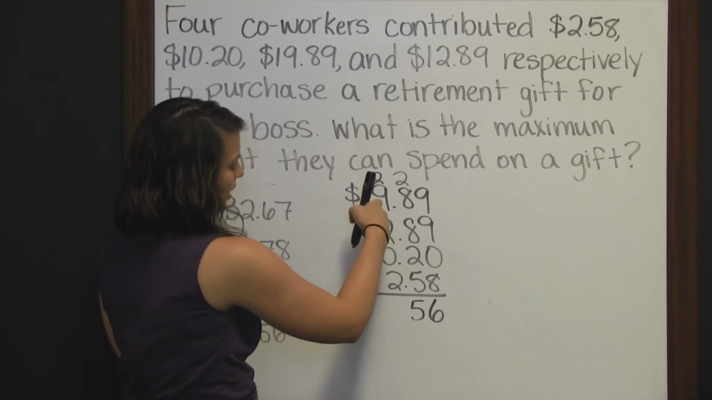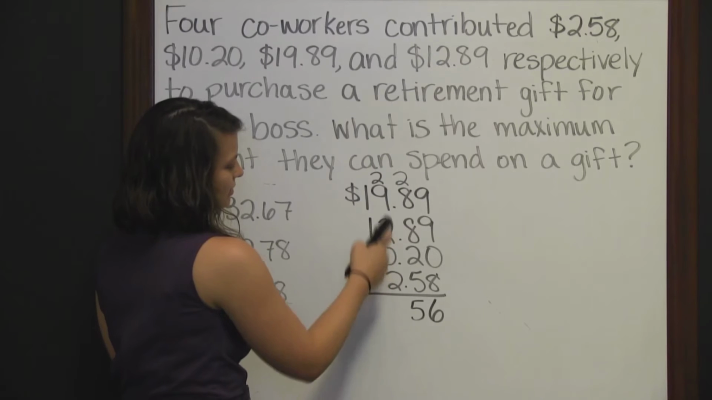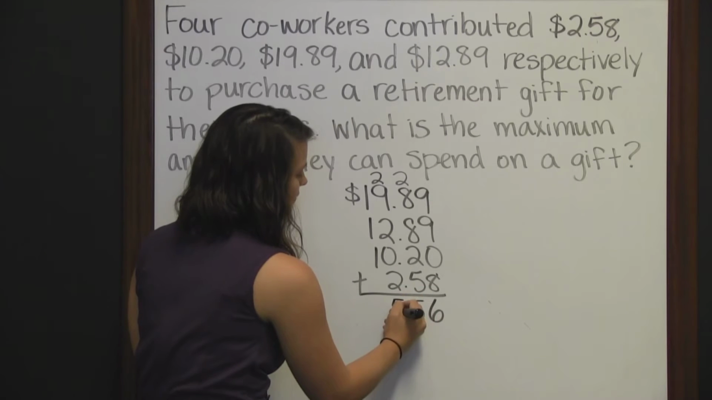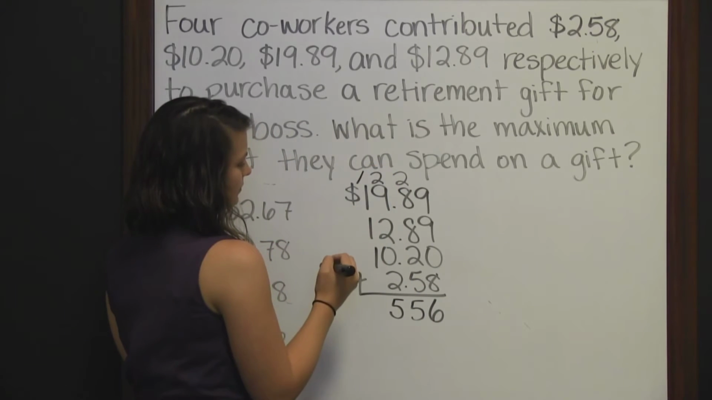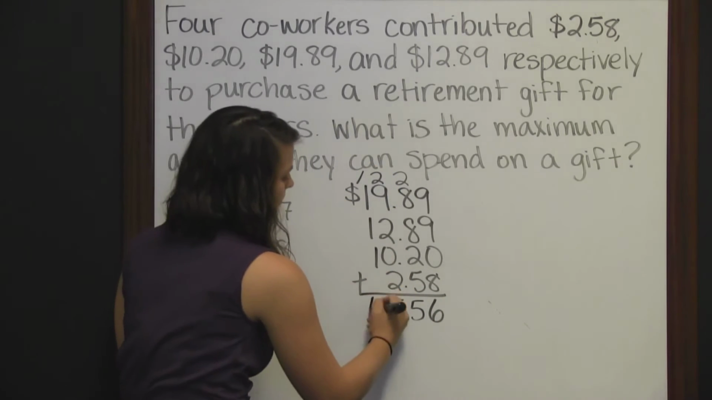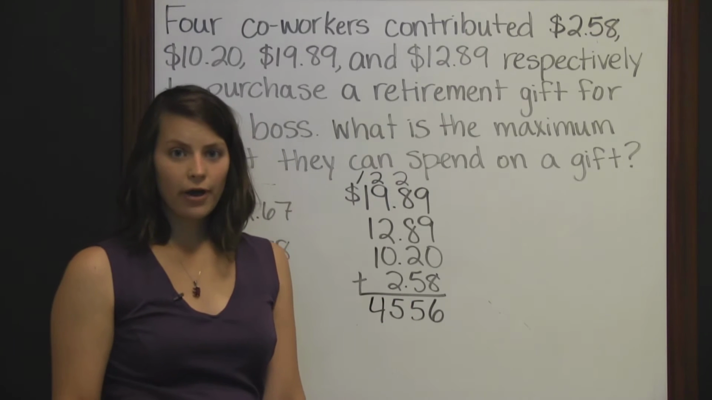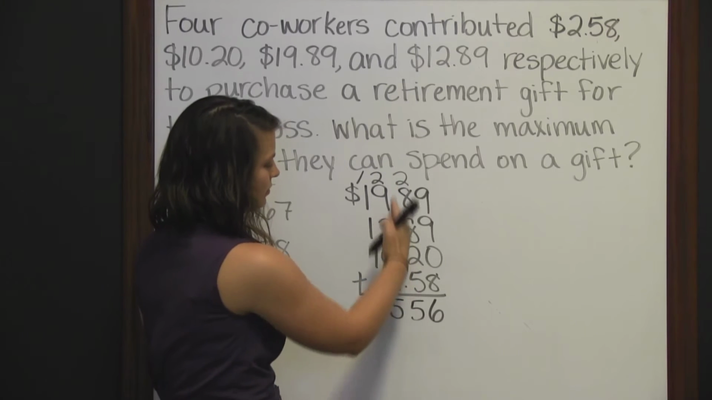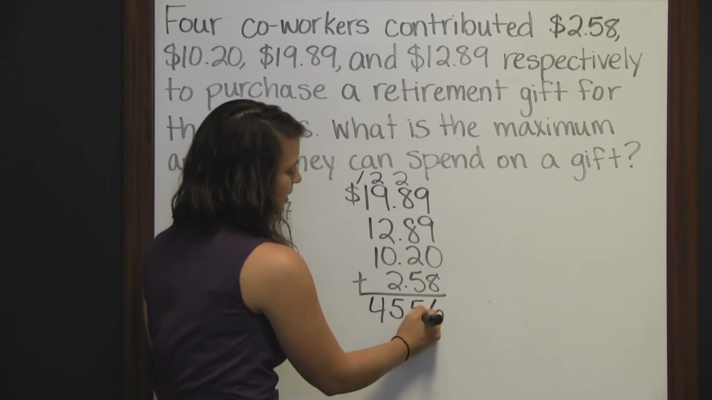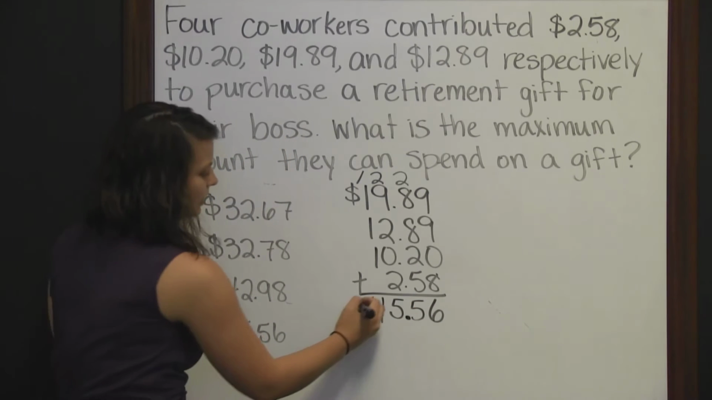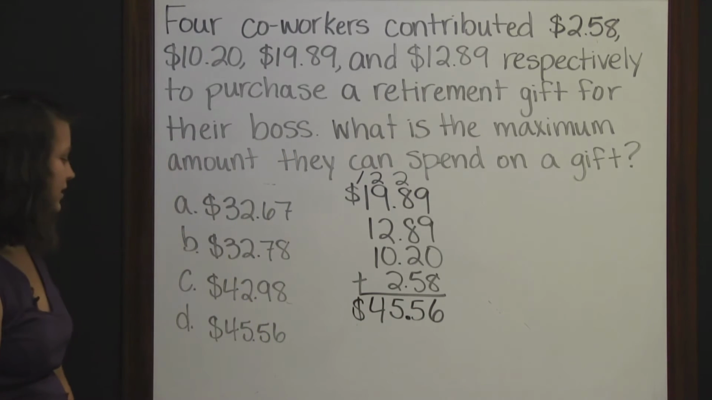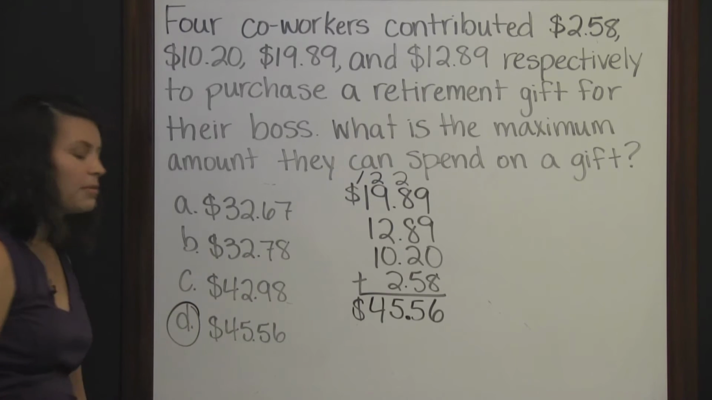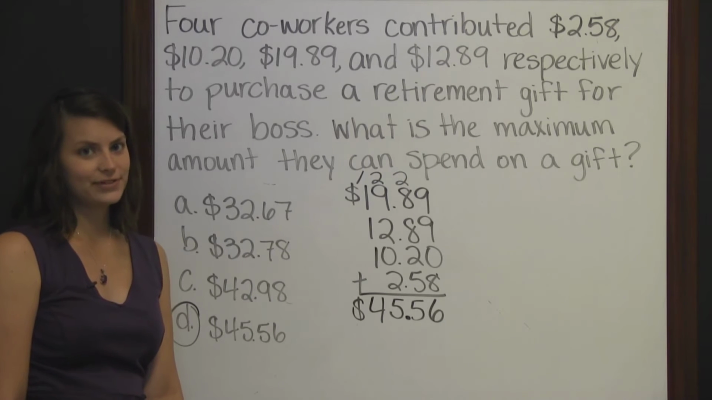Then we have 9 and 2, 4, 6. So 9 plus 6 is 15. So write the 5, carry the 1. 1, 2, 3, 4. And where does that decimal go? Well, remember, when adding, you must line up the decimal, which we did, and you just bring it down into your answer. So we have $45.56, which would be answer choice D. That's the maximum amount of money that can be spent on a gift.